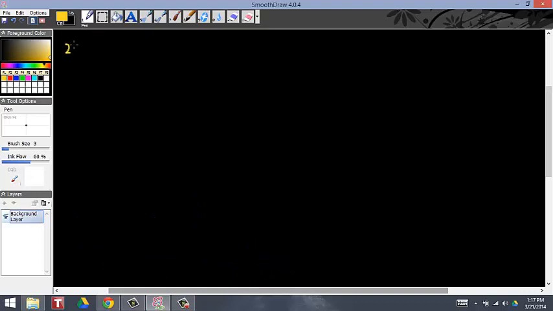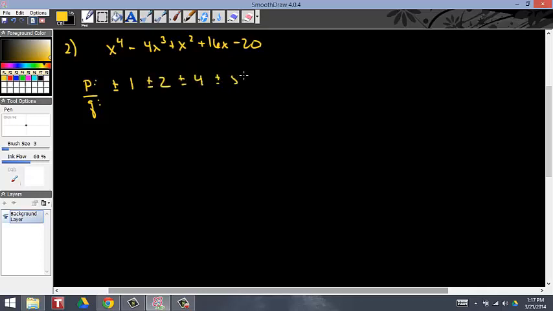So we've got a 2 here. Okay, for this you had to use your P over Q. Now, because Q is equal to 1, it's just going to be P over Q. So, plus or minus 1, plus or minus 2, plus or minus 4, plus or minus 5, plus or minus 10, plus or minus 20. Raise your hands if you got those as your P over Qs. Awesome.